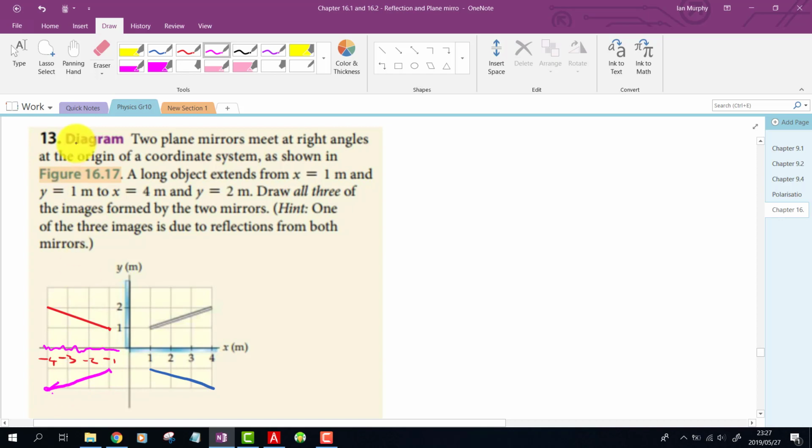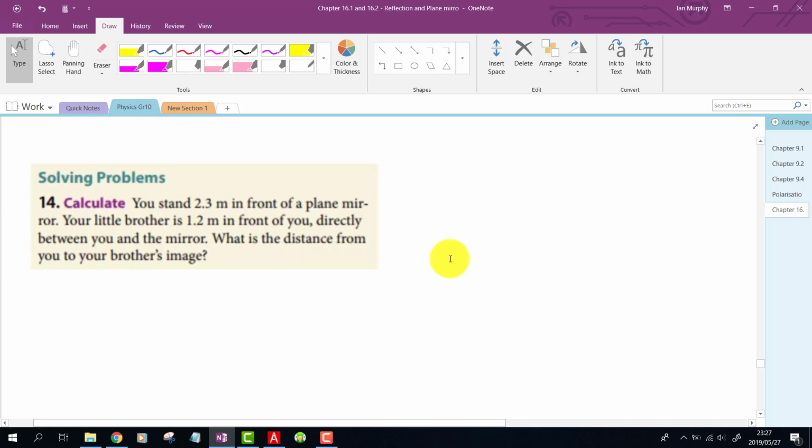Okay, there we go. It's a little bit better, but you get the idea. Remember that the third image is going to be a reflection of one of the images, as said in the hint. And this is what your final diagram will look like.